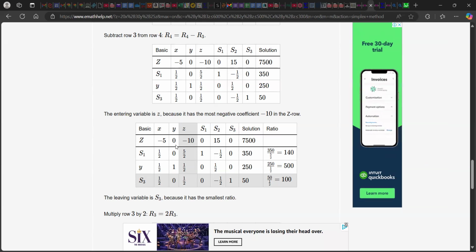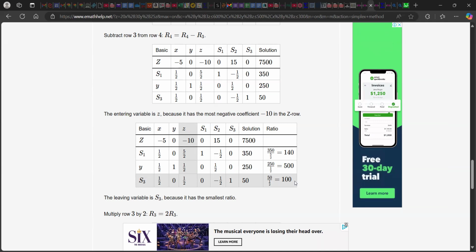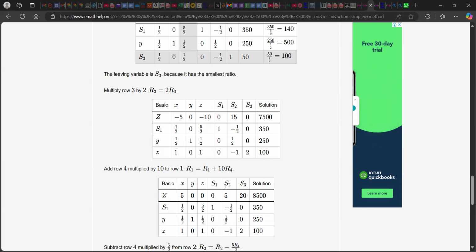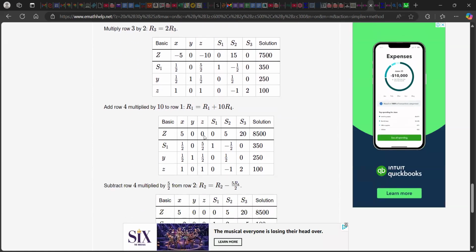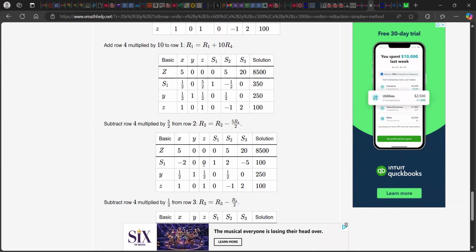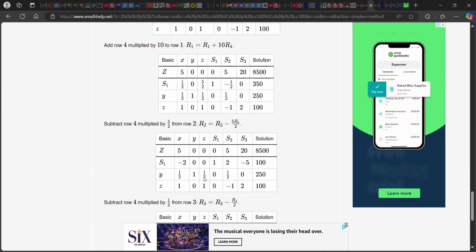You will replace this S3 with Z, and you have to make this half into a 1, and all the numbers above it into 0, right? And that's the process here, right? See, you make it into a 1. You replace S3 with Z. So now the whole process is to make -10, 5 over 2, and half into 0. So they're doing it one by one. Then they make Z into 0 using this row operation. Then you make this into 0, right? And your objective is to make this half as well into 0, right?